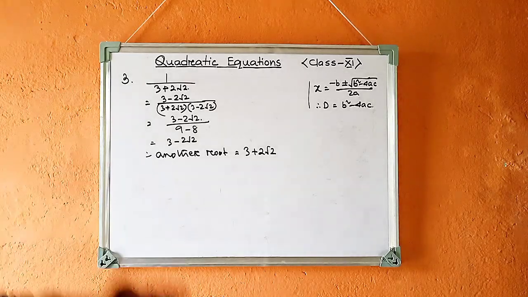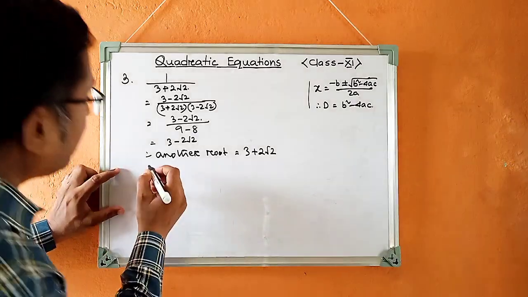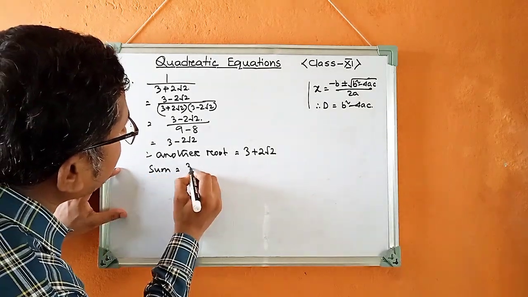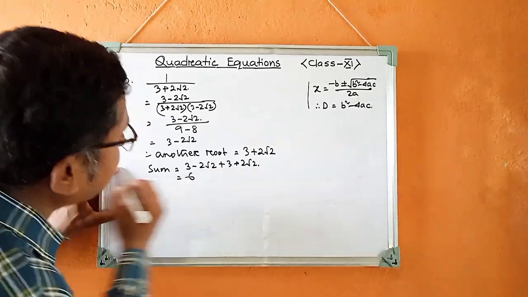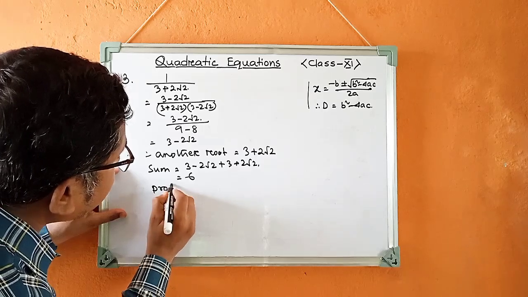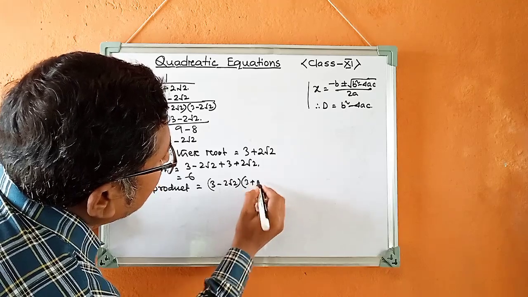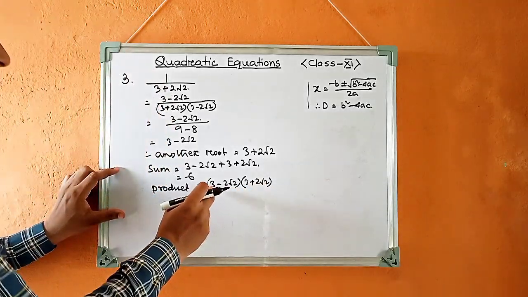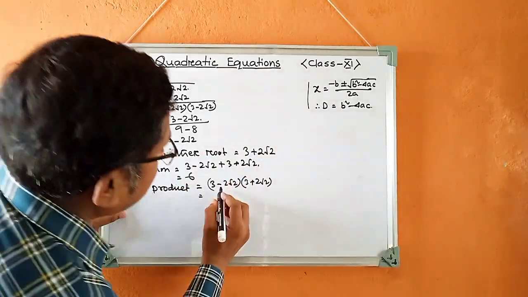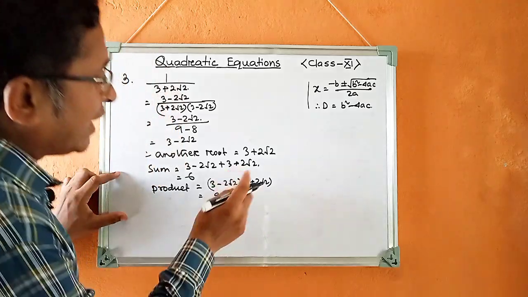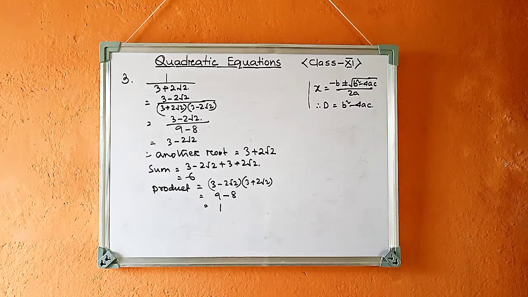Now we need to find the sum of the roots and then the product of the roots. Sum of the roots equals 3 minus 2 root 2 plus 3 plus 2 root 2, so we get 6. And the product of the roots is 3 minus 2 root 2 into 3 plus 2 root 2. So here is a plus b into a minus b. What is the formula? a square minus b square. So a square means 3 square, that is 9, minus 2 root 2 whole square, that is 8. So we get 1. So sum is 6 and product is 1.